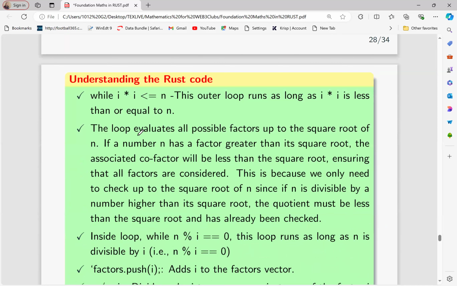But there's something I've explained here. This part I've already explained. I've said while i times i is less than or equal to n, what it means is this loop checks that i times i should be less than or equal to that n. That's what this while condition is checking.